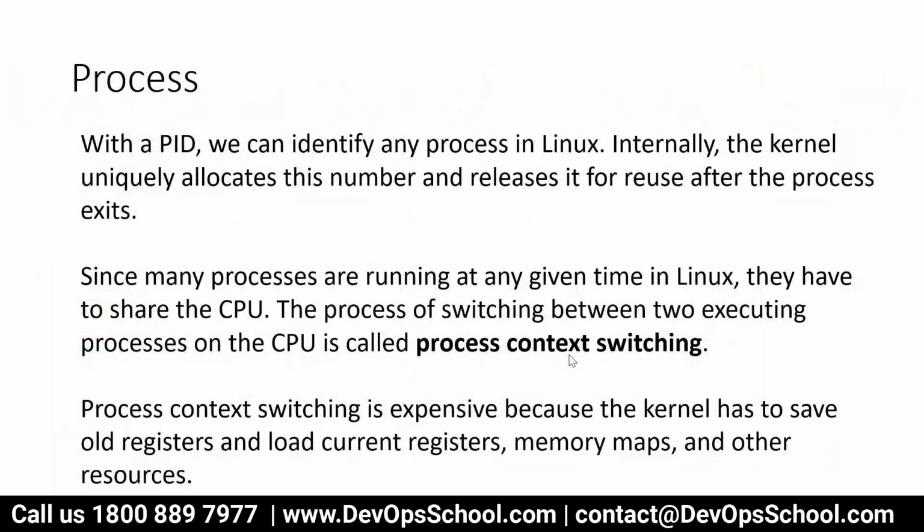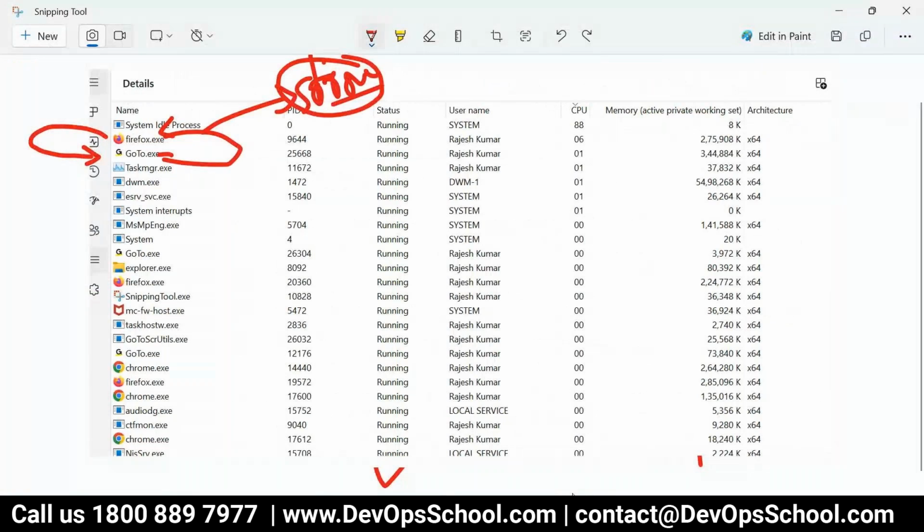So when the CPU says 88, does that mean it's waiting in queue, or which one? The system idle process is 88. This means this much of CPU. That's a percentage. That means my whole system idle process is taking 88% of CPU. But if you are running Firefox, it will take 6% of CPU. GoToMeeting, I think 1% of CPU. Okay, that's a percentage.